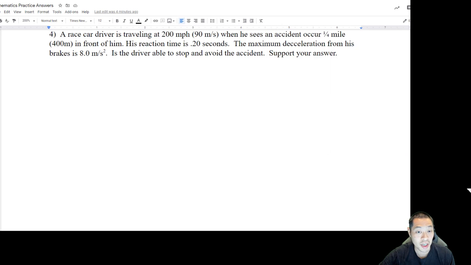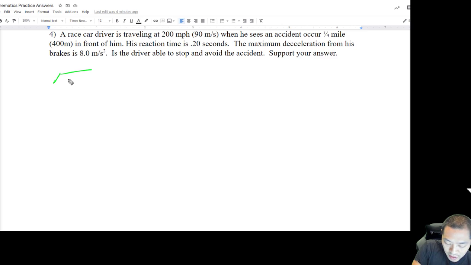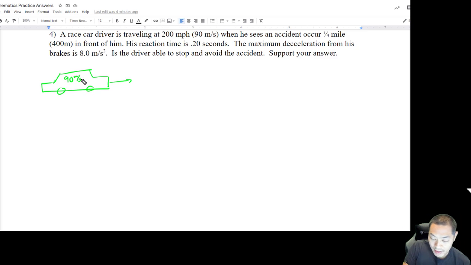Now, there's no way of me checking since we're online, but it really is good exercise. So here's my race car, and it's traveling awfully fast, 90 meters per second, and it sees an accident occur really far away, 400 meters.